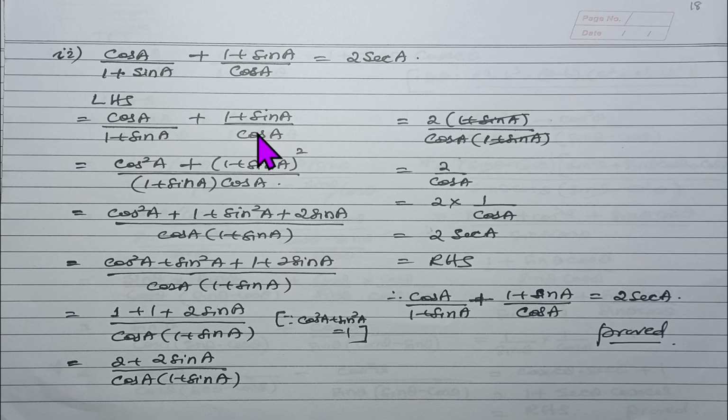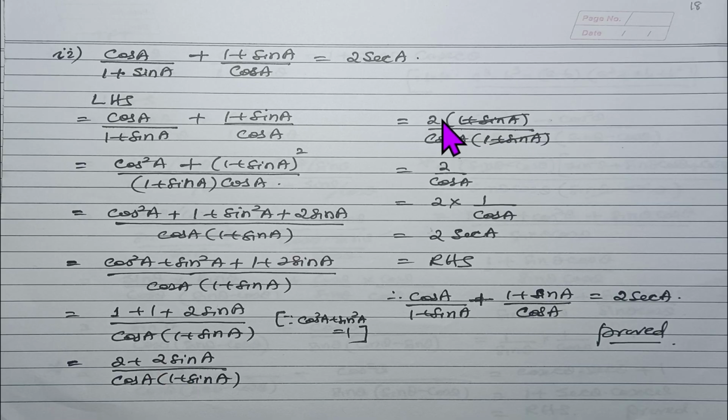Take the LCM. LCM is cos A into (1 plus sin A), and here cos A is not there, so multiply by cos A. Cos A into cos A is cos square A. Here 1 plus sin A is not there, so multiply by 1 plus sin A, you get (1 plus sin A) whole squared. Now open this (a plus b) whole squared form. It becomes 1 plus sin square A plus 2 sin A. Now sin square A plus cos square A is 1, and 1 here plus 2 sin A, that means 1 plus 1 becomes 2, plus 2 sin A.